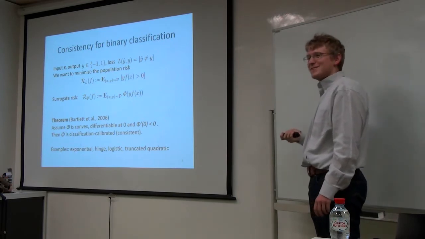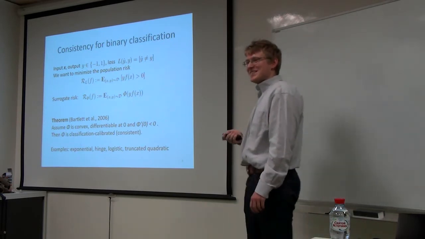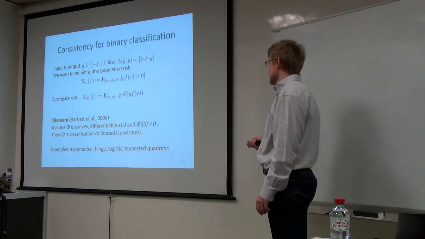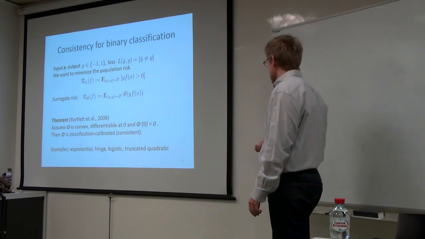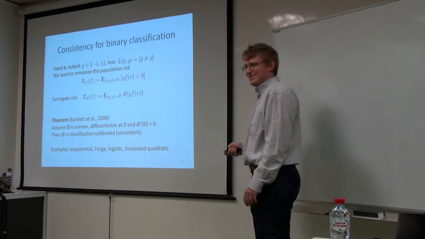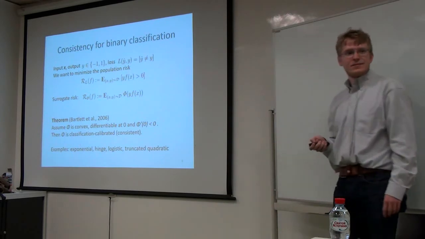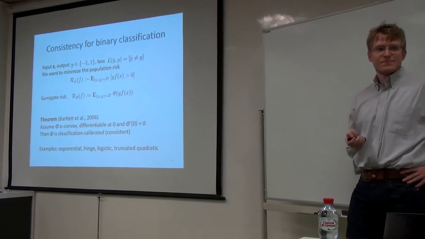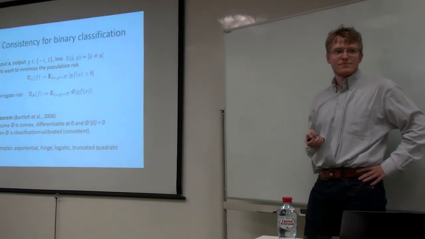So what are the examples of surrogates that satisfy this constraint? Basically, mostly all methods for binary classification that you know. It can be exponential loss, hinge loss leading to SVMs, logistic loss leading to logistic regression, truncated quadratic loss, all of them are like that. So F is classification calibrated, and that means that in the limit, optimizing the surrogate loss will lead to optimizing the real loss, the population risk.